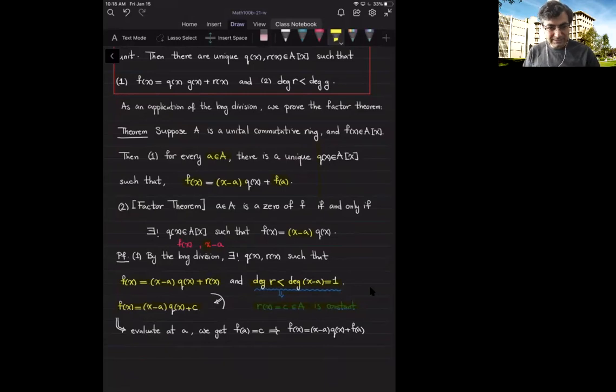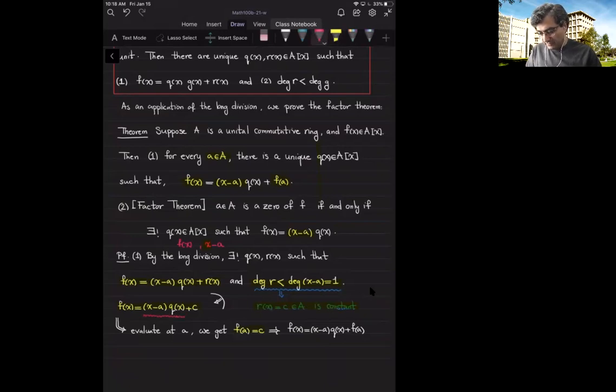which means f of x is x minus a times the quotient plus this constant C. Now we can evaluate both sides at a, and then automatically this term disappears, because when I evaluate it at a, I get 0 times, no matter what, we end up getting 0. So we get that C is indeed f of a. Now we go back to the equation that we had.